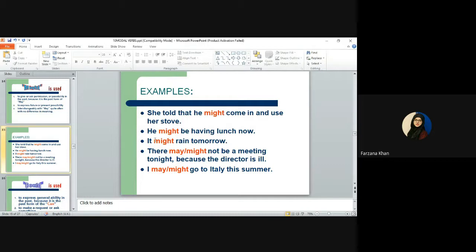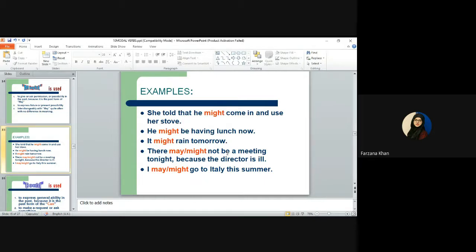Not only the present possibility, but the future possibility as well. Here you can see, it might rain tomorrow. So in this sentence, the possibility of future has been revealed. In the next example, you can see there may not be a meeting tonight because the director is ill, right? It is basically the present possibility, but at the same time, might can also be used in this sentence with no change in meaning. There might not be a meeting tonight because the director is ill.